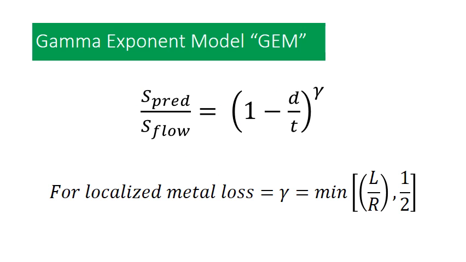Now, the gamma exponent model for localized metal loss is a very, very simplistic looking model. We have our predicted failure strength divided by our flow strength, and that's equal to the remaining ligament to the power of the gamma exponent. In the case of localized metal loss, the gamma exponent is the minimum of the length of the corrosion flaw divided by the radius of the pipe, and that goes up to a maximum of 1/2.